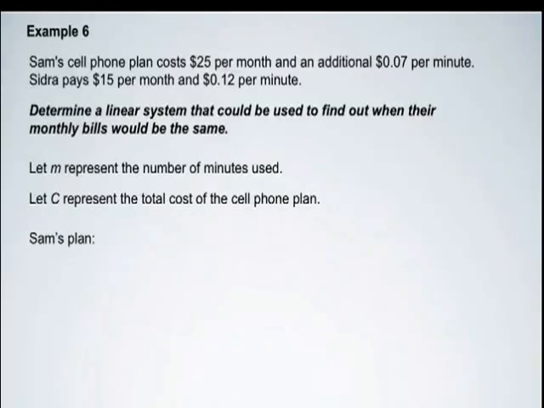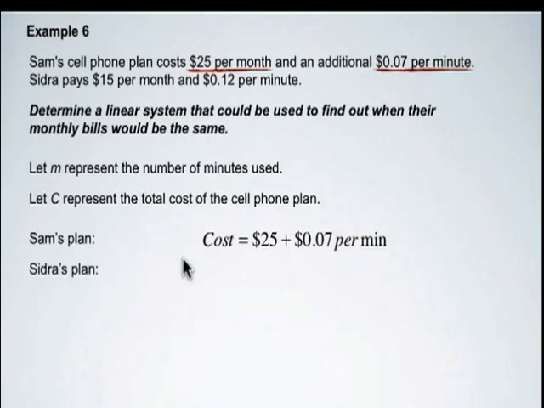So Sam's plan is, remember, the cost is going to be equal to $25 per month plus 7 cents per minute. So cost is equal to $25 plus 7 cents per minute. And Sidra's plan is going to be $15 per month plus 12 cents per minute. So we can write that as cost is equal to $15 plus 12 cents per minute.